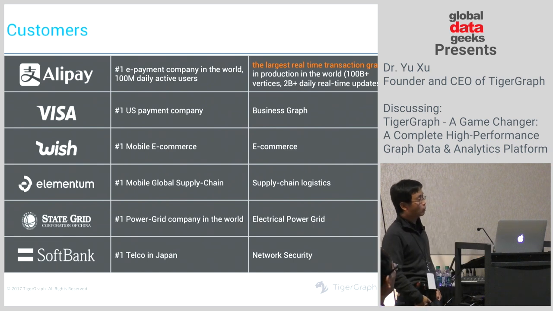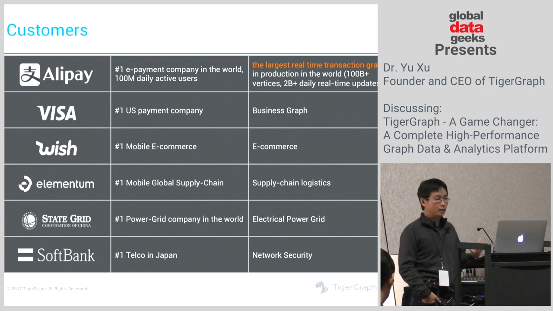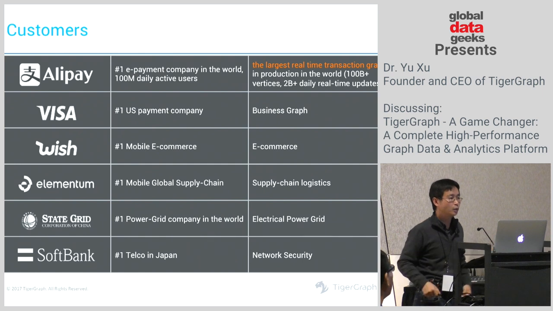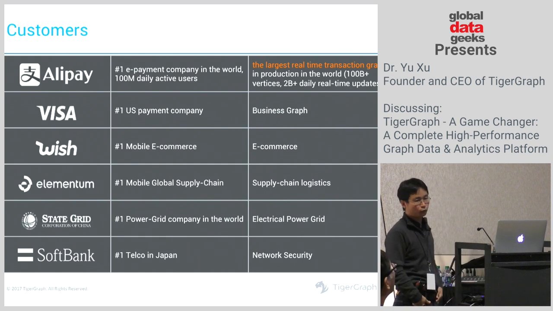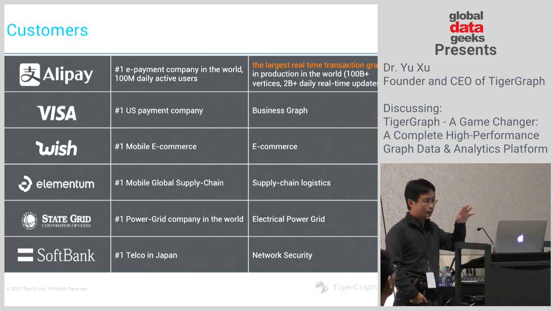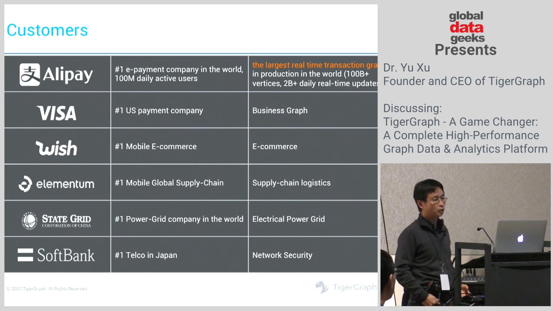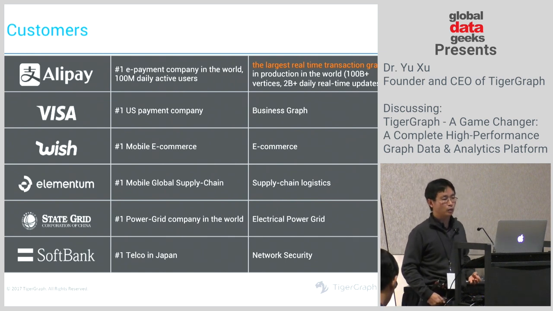Who use TigerGraph? We started to build everything from scratch using C++, and then over time we build a compiler or query language. We are fortunate to work with some of the number one customers in different verticals. For example, Alibaba / Alipay is the largest e-payment company. They have more than 100 million daily active users. I think we are running the largest real-time transaction graph in the whole world.